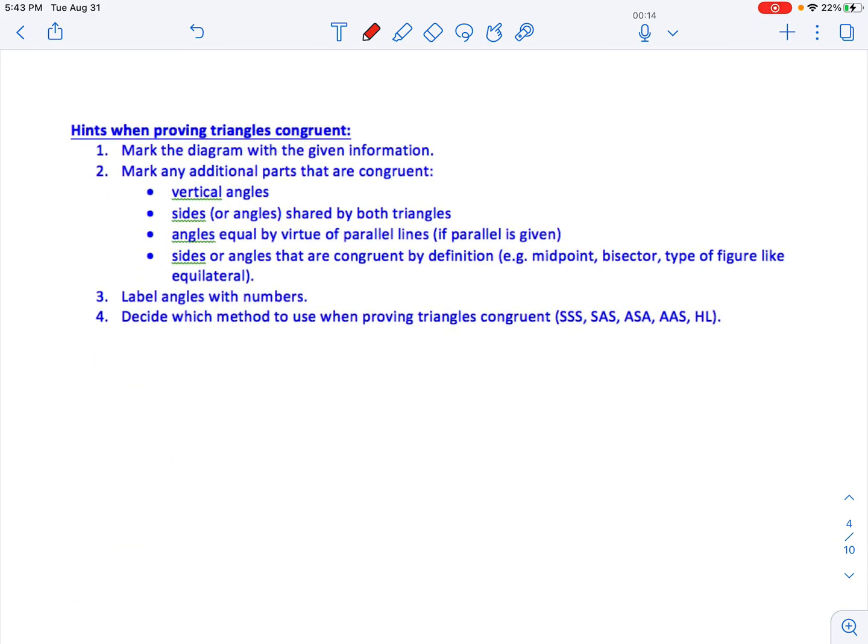All right, so here's just some technique, strategy stuff about proofs.